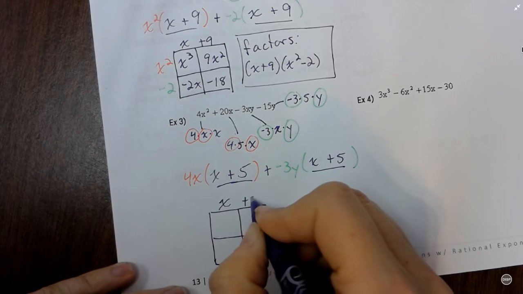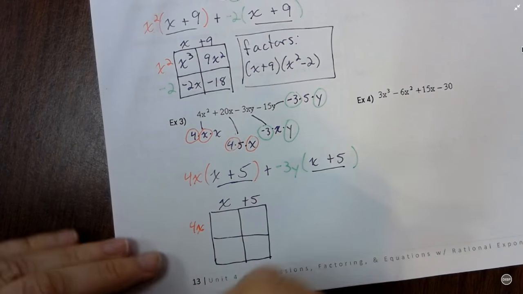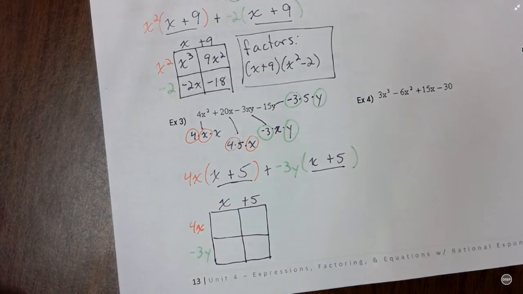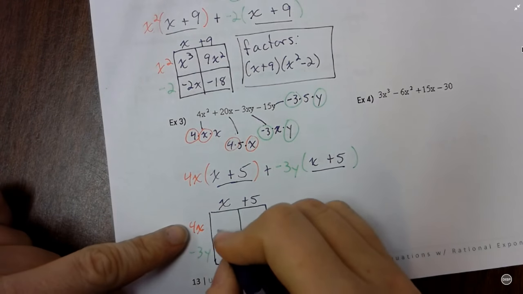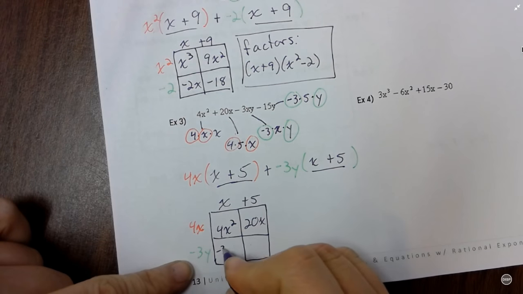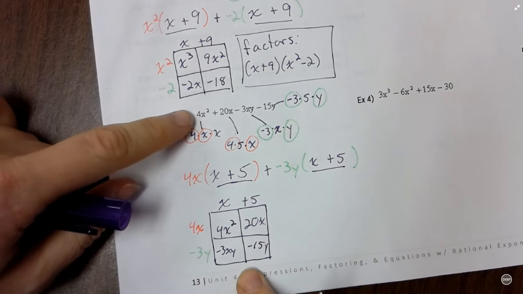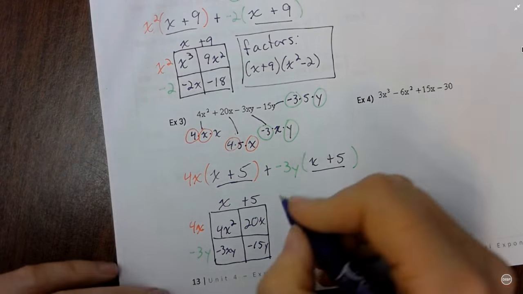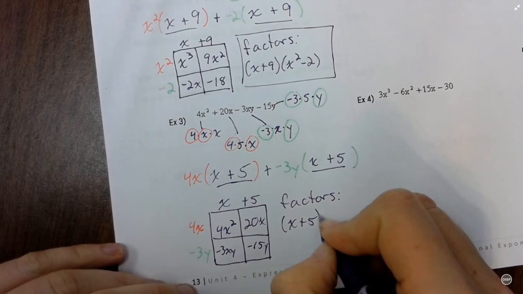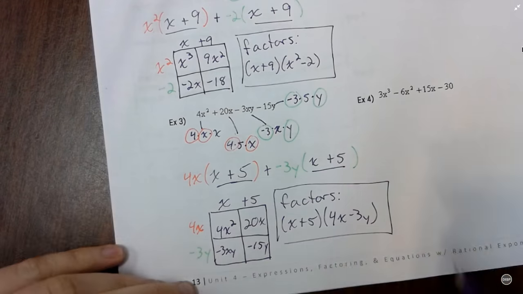So x plus 5 is one of my factors. And my other one is 4x minus 3y, because that will give me 4x times x is 4x squared, then 20x, negative 3xy, and negative 15y, which matches what I started with. So my factors are x plus 5, and 4x minus 3y. Done.